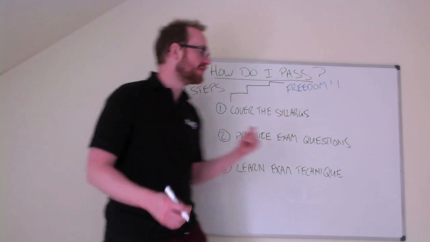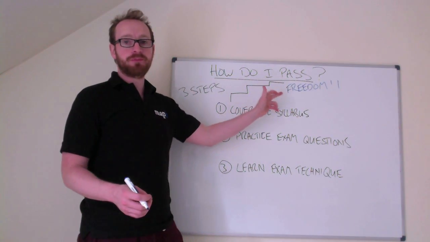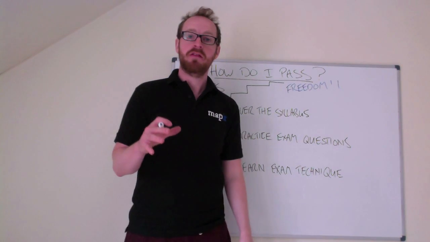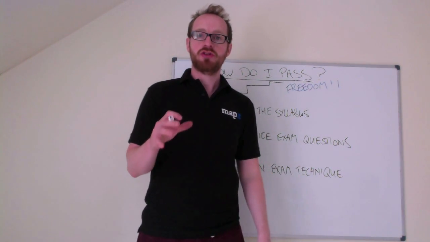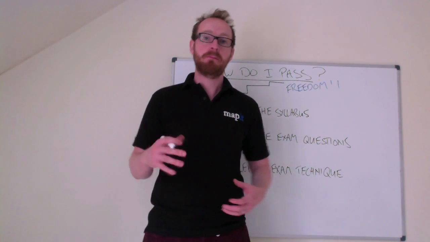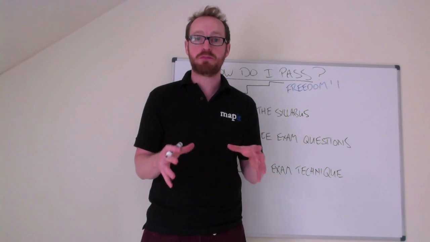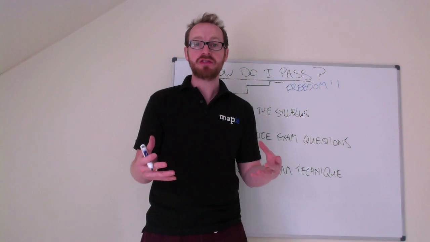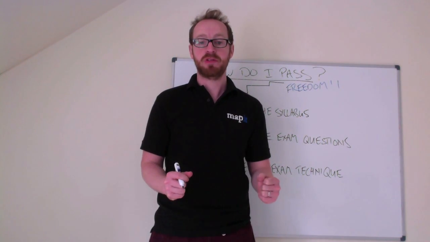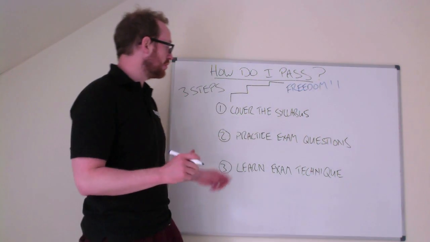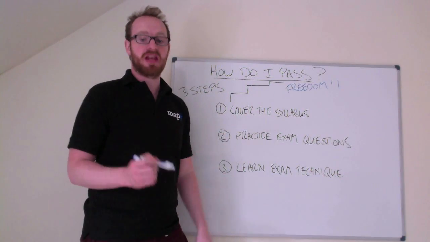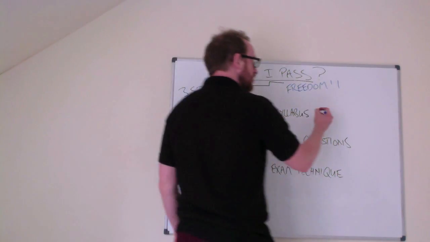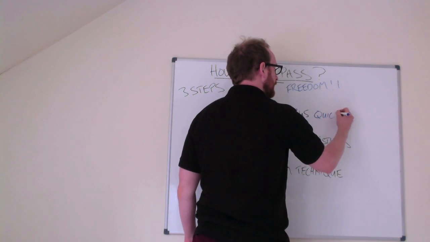So we're going to call this our 3 steps to freedom, because there's really only 3 simple steps in passing the ACCA exams. So we're going to go through them step by step. And if you follow this process for all of the modules that you sit, you should pass your ACCA exams. So the first thing to do is, number 1, cover the syllabus. And I'm going to add an extra bit onto this, which is to cover the syllabus quickly.